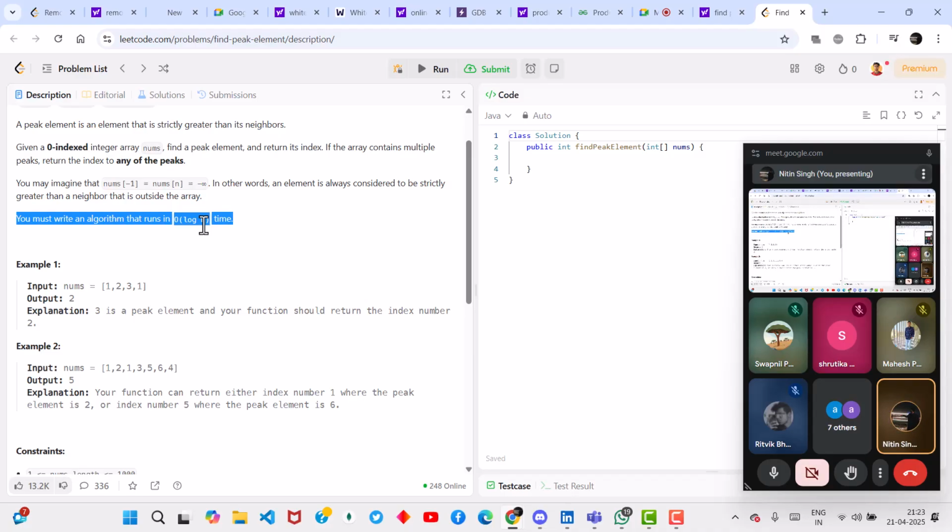Then, a zero-indexed integer array nums: find a peak element and return its index. If the array contains multiple peaks, return the index of any of the peaks. So I'll have to return the index. That means I'll have to perform searching on the index of any value. Then the third and the most important thing which allows me to think about a solution with binary search is: you must write an algorithm that runs in big O of log n time. That's it. So I'll be using binary search in this question.